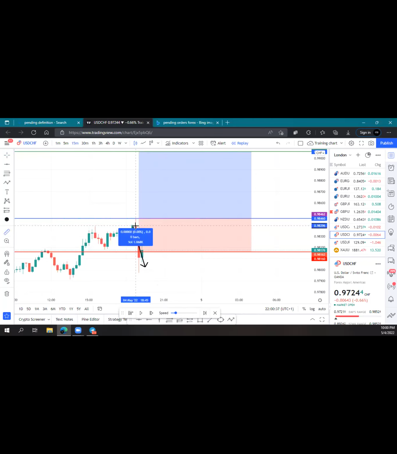You rush to enter from somewhere here. See where this market drops. This is like $4. You've lost $4 of your money, right?